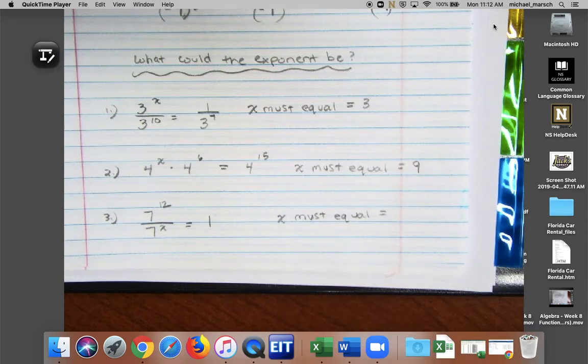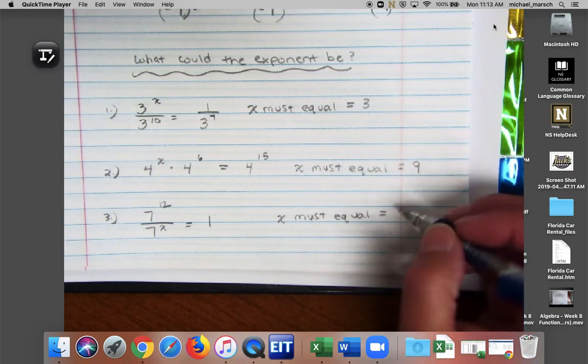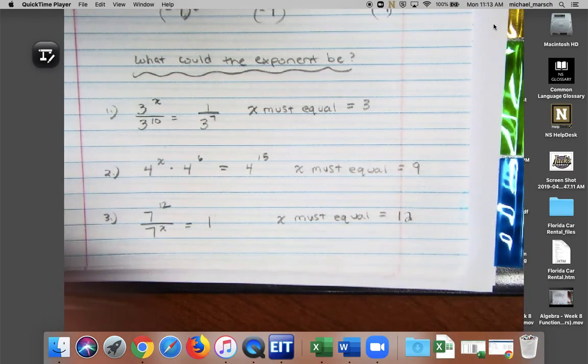What does x have to equal here in order for my final answer to be 1? 7 to the 12th divided by 7 to the what would give me the answer of 1? I know Kyson knows. I want to hear from someone else. Odie, what do you think? 12. It is 12. How'd you know that? I don't know. Well, what's 12 minus 12? 0. And anything to the 0 power equals? 1. Awesome. Okay, we're going to stop there for our notes.